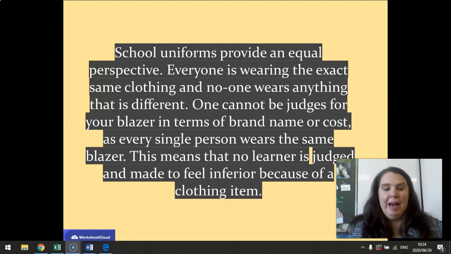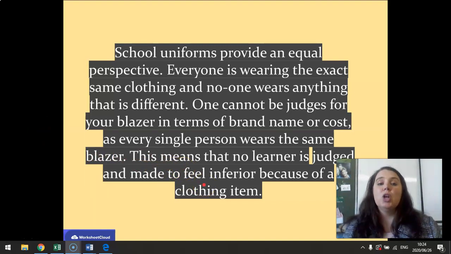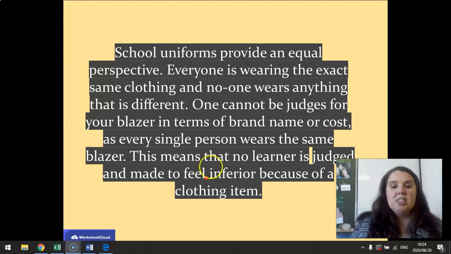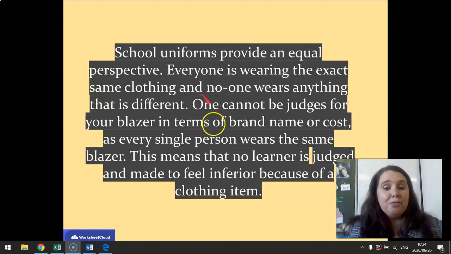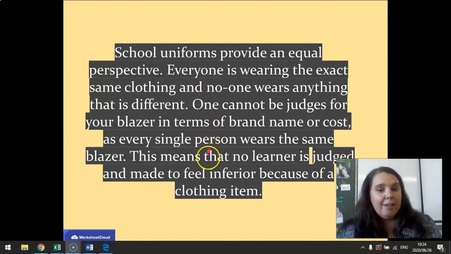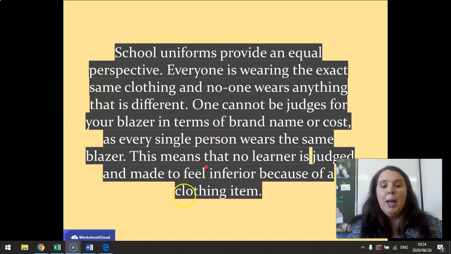Now I need to link it back. This means that no learner is judged and made to feel inferior because of a clothing item. So I've stated my point, I gave my explanation, I then furthered it with an example, and I followed it up finally with a link back to my topic. All right, so that's what I mean there by the PEEL paragraphs.